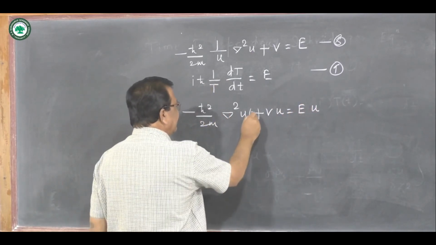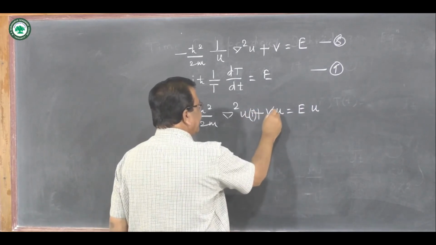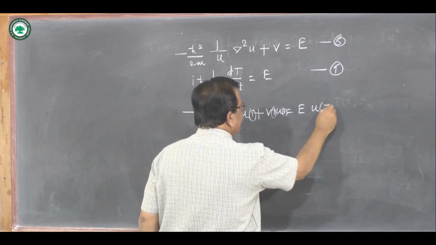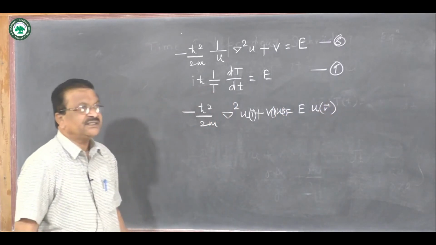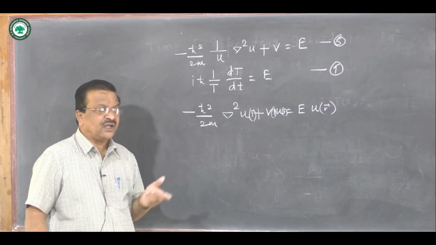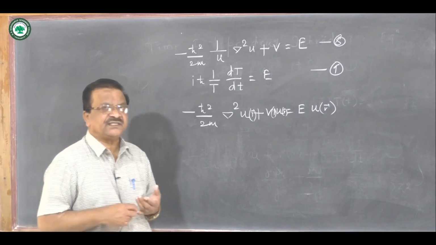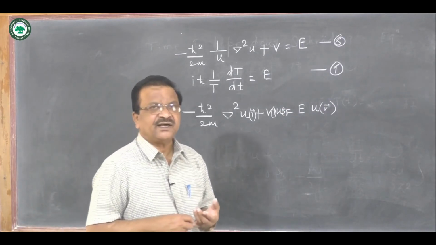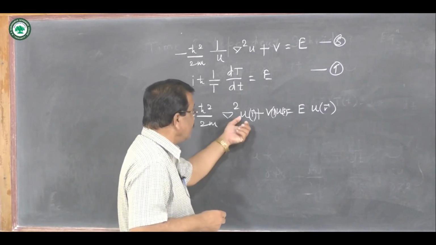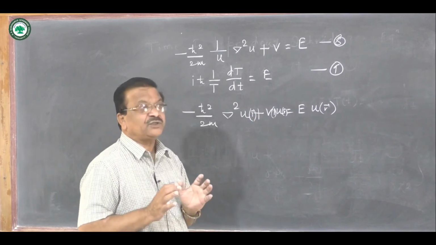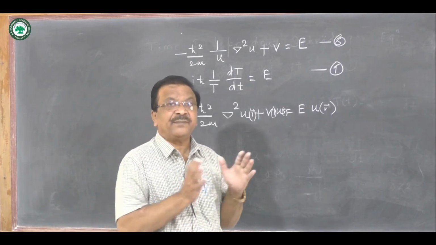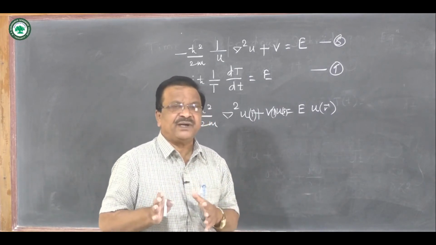What is important here is u depends only on r, v depends only on r. This is Schrodinger's time independent wave equation in 3 dimensions, or the steady state or stationary state wave equation in 3 dimensions. What is important in this equation is that u and v both depend only on r. That is a very important difference between the time dependent and time independent Schrodinger equations.